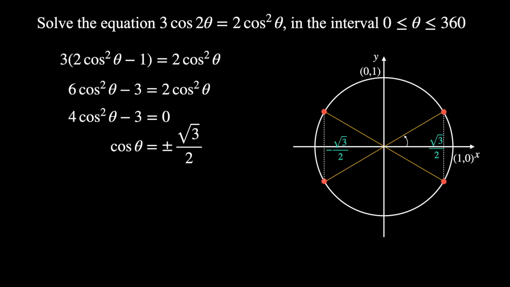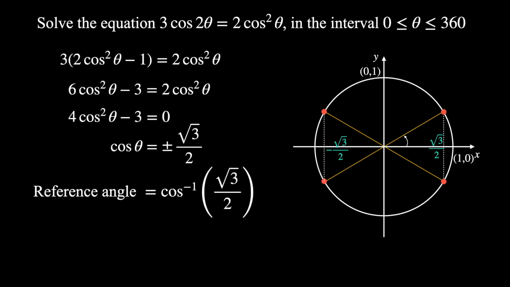To find that, take the inverse cosine of root 3 on 2. That's one of the exact values, hopefully you remember. So the reference angle here is going to be 30 degrees. That initial angle is 30 degrees. Using that, we can find the rest of the solutions. So this second solution is going to be 180 take 30, 150 degrees. Third point, angle of rotation is 180 plus 30, 210 degrees. And the fourth point, 360 take 30, that's 330 degrees.